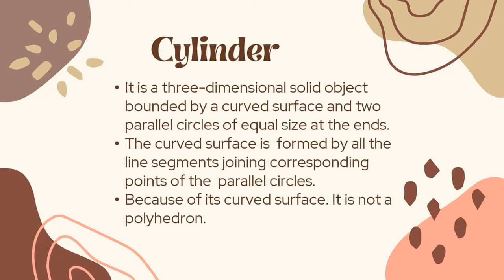Another one is the cylinder. It is a three-dimensional solid object bounded by a curved surface and two parallel circles of equal size at the ends. The curved surface is formed by all the line segments joining corresponding points of the two parallel circles. Because of its curved surface, it is not a polyhedron. Also, the cylinder can be defined as a solid geometrical figure with straight parallel sides and a circular or oval cross-section. Examples of these are pipes and cold drink cans.